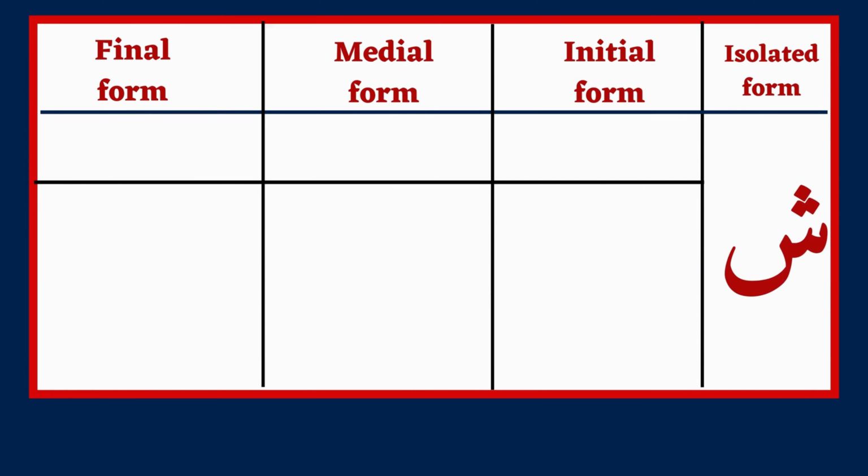Sheen accepts joining from both the right and left sides. When sheen begins a word, it is represented as written at the beginning of this word. See how we write it in this word.